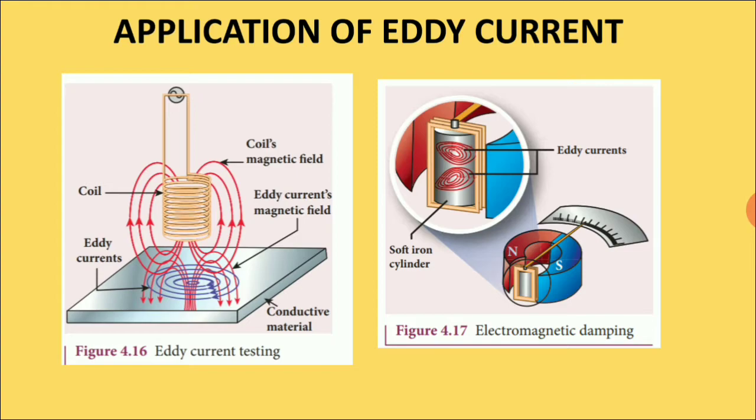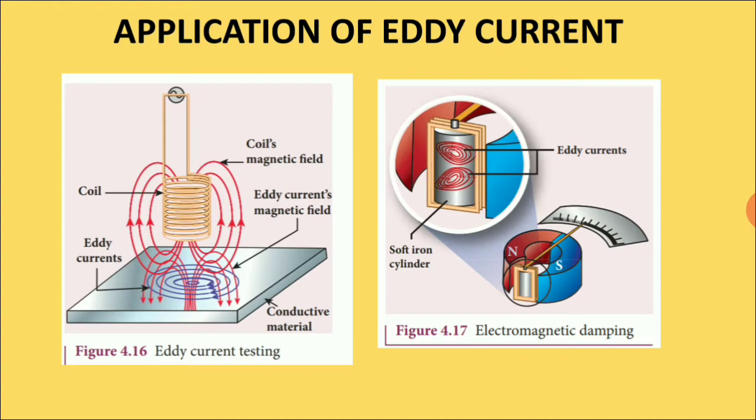Next one, eddy current testing. It is used to find defects like surface cracks and air bubbles present in a specimen. Alternating current passes through an insulated coil and an alternating magnetic field is produced. When the coil is brought near the test surface, eddy current is induced. The presence of defects causes a change in the phase and amplitude of the eddy current. In this way, defects in a specimen are identified.